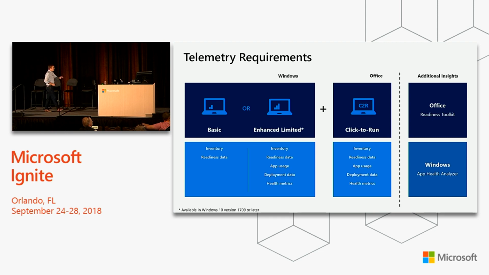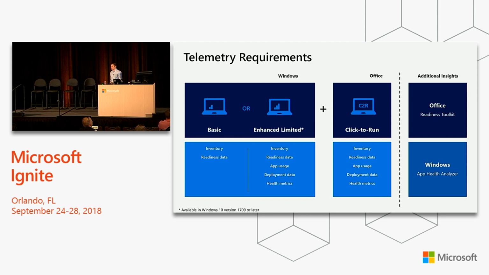Now, we do give you the ability, as of Windows 10 version 1709, to limit what data gets sent at that enhanced telemetry level. So definitely encourage you to check that out. There's tons of documentation on what exactly gets collected, how it gets collected, and you can make an informed decision there. On the Office side of the house, you will need to make sure that click-to-run telemetry is turned on once you're on Office ProPlus.